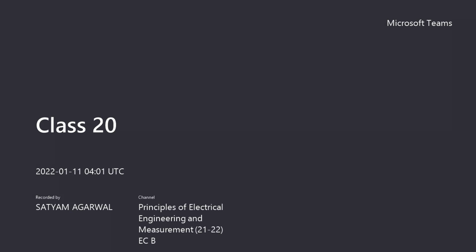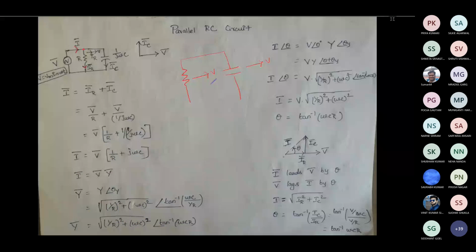V is the reference. Why here V is the reference? Because here the voltage is same for both the components, so we have taken V as reference. So for the R component, the current flowing through the resistor will be in phase with the voltage, whereas the current flowing through the capacitor will be 90 degrees leading the voltage.